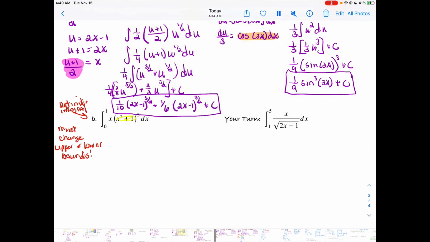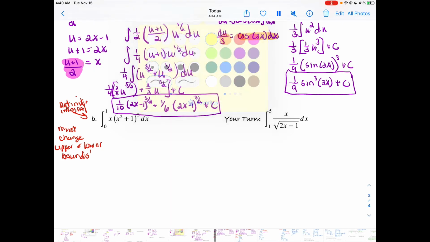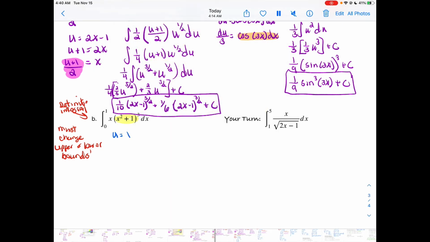So first thing, we would identify our inside function, which in this case is simply x squared plus 1. So we're going to let u equal x squared plus 1. So the derivative of u would be, therefore, 2x dx. That's not what we have, so I'm going to rewrite that.